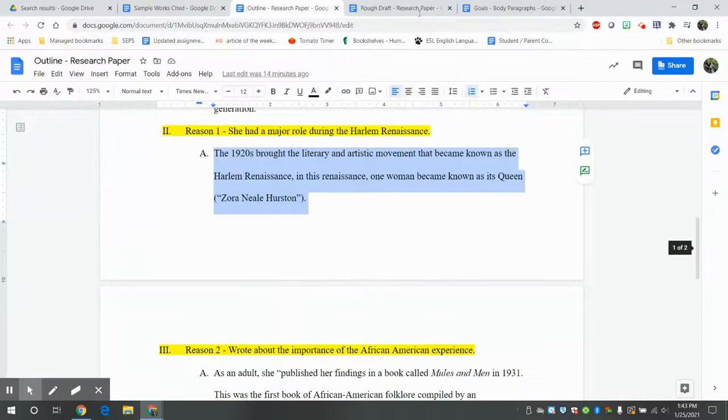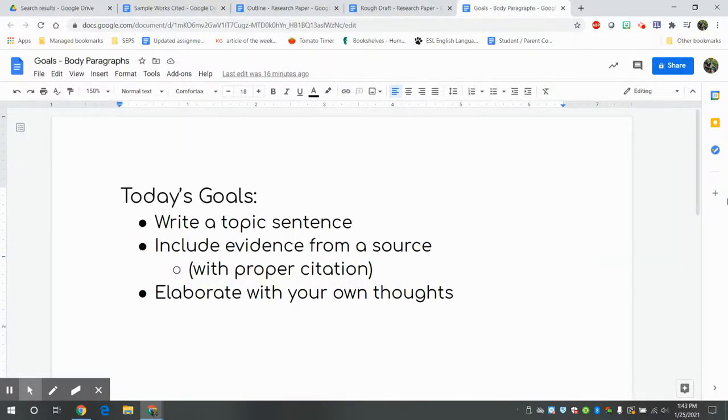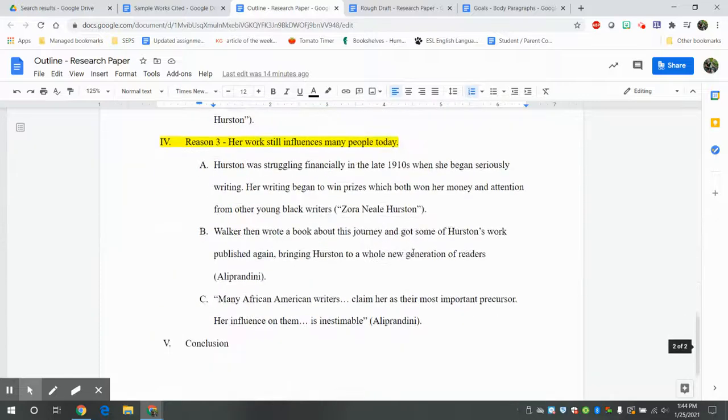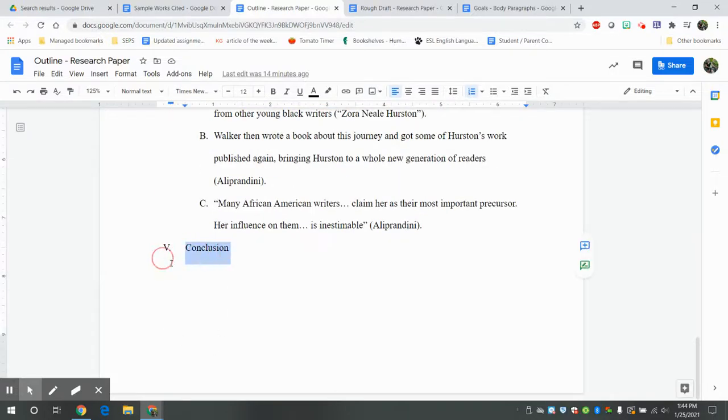Again, that's my topic sentence, including evidence and my proper in-text citation, and elaborating on that with my own thoughts. I'm going to do this again for my next couple of body paragraphs and reasons that I have in my outline. When I'm all done with that, all I'll have left to write is my conclusion, and that'll be the next video. So happy writing.